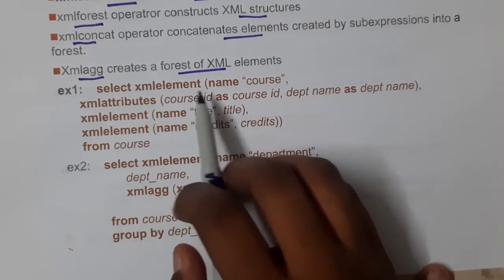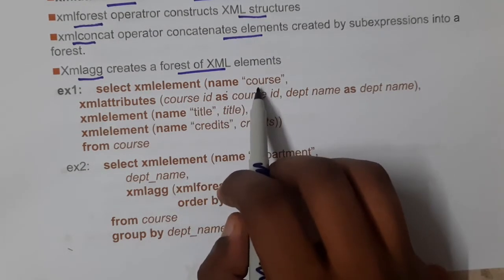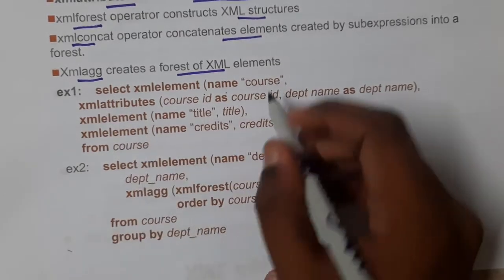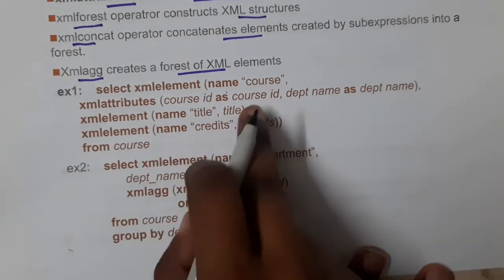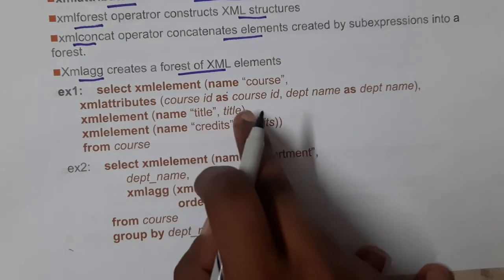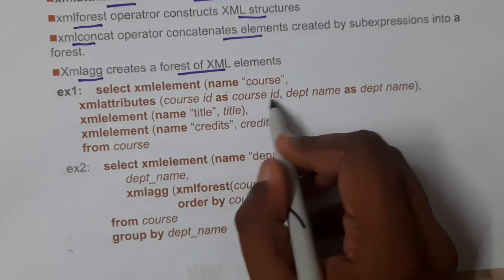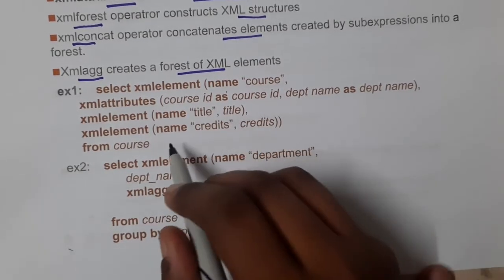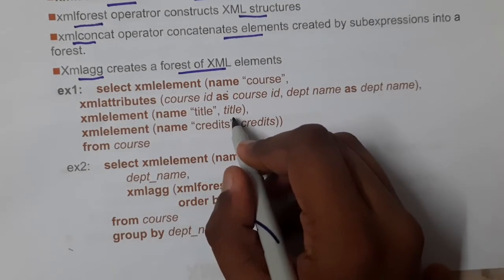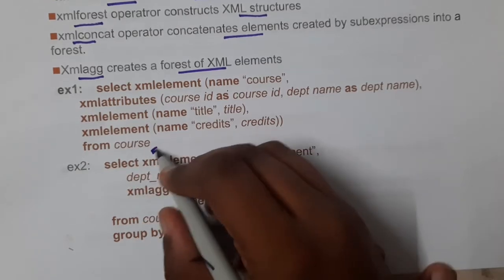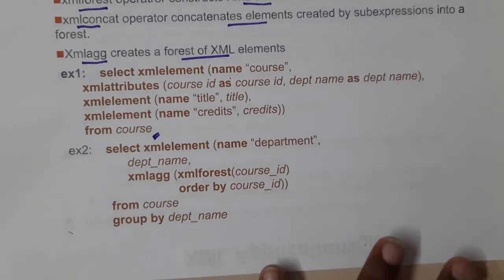Select XML element, name is course. Here you are selecting an element with the name course and having attributes. The comma indicates that it is having attributes, and those attributes are course ID as course ID and department name as department name. So you are collecting course ID and storing it in course ID, and department name in department name. Similarly, you are taking the XML element, name is title, comma title, so you are collecting the title. Similarly you are collecting the credits also. From where are you collecting? From course. In this way the SQL for XML files will be designed, guys.